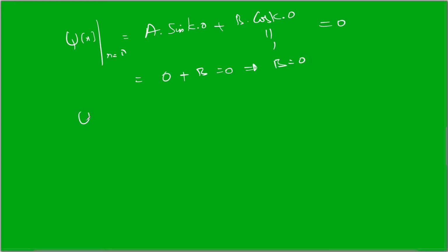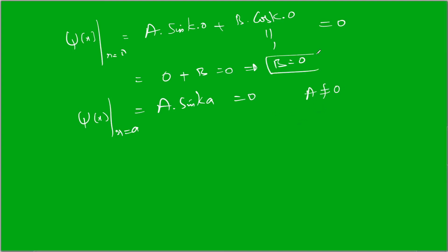Now we'll try to find out constant A by applying the second boundary condition, that is psi of x at x equal to a is equal to 0. So we'll apply that A sine ka is equal to 0. In this, A cannot be equal to 0 because if A is 0, B we have already found that it is 0. If A and B both are 0, then we'll arrive at a trivial solution where psi of x is 0. That is not the desired solution. So A cannot be equal to 0.